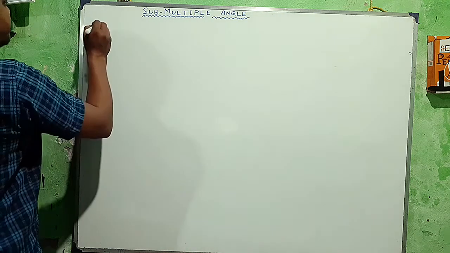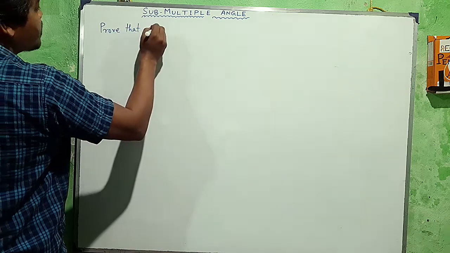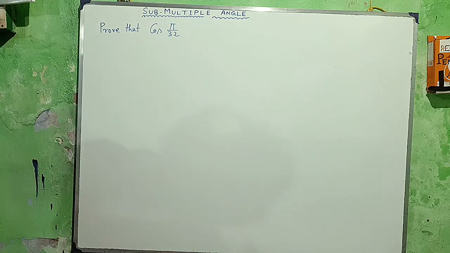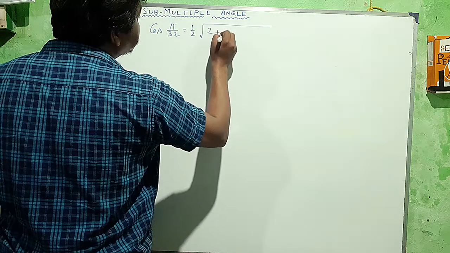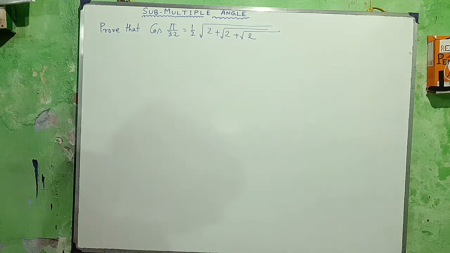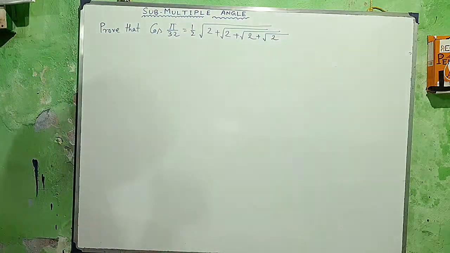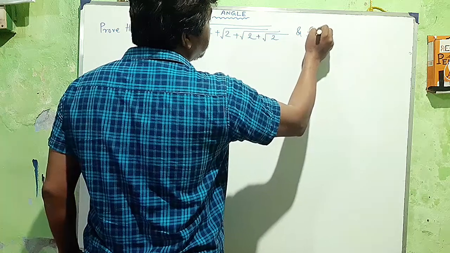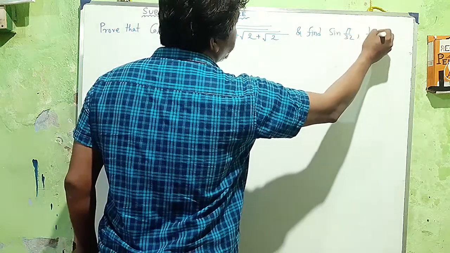Prove that cosine pi by 32 equals half square root of 2 plus square root of 2 plus square root of 2 plus square root of 2. And find sin pi by 32 and tan pi by 32.